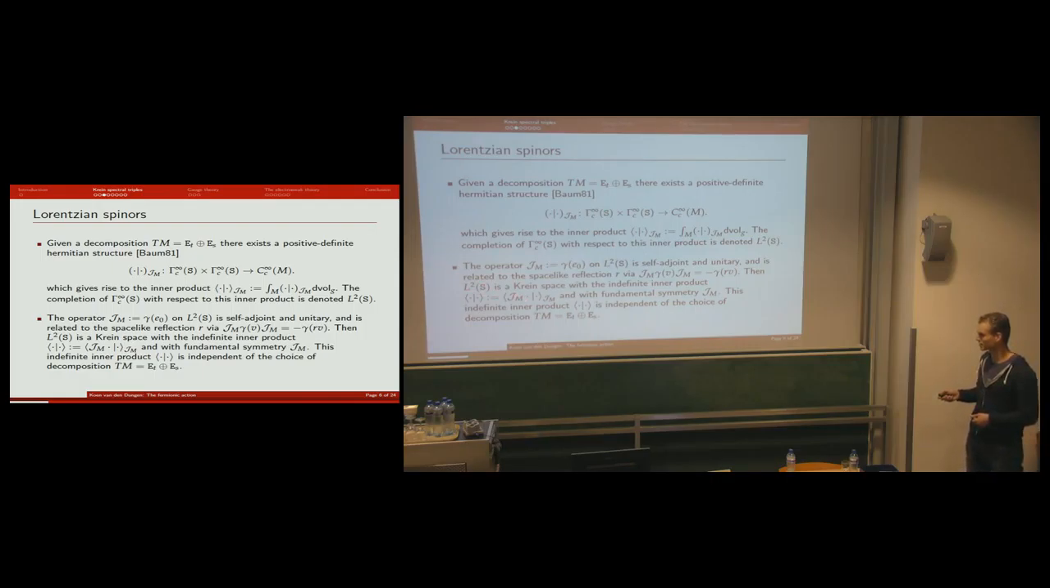The construction of this indefinite inner product goes through a choice of decomposition, but it turns out that the indefinite inner product you get in the end is independent of this choice. So you get a canonically defined indefinite inner product on the space of spinors. This is why it's more natural to view these spinors as a Krein space instead of a Hilbert space, because the indefinite inner product is canonical, but the positive definite one is not canonical. It depends on the choice of decomposition. Depends on choice of what? This decomposition of the tangent bundle, which is equivalent to choosing this operator J, basically.